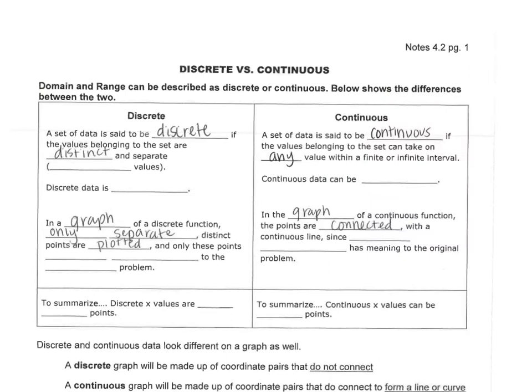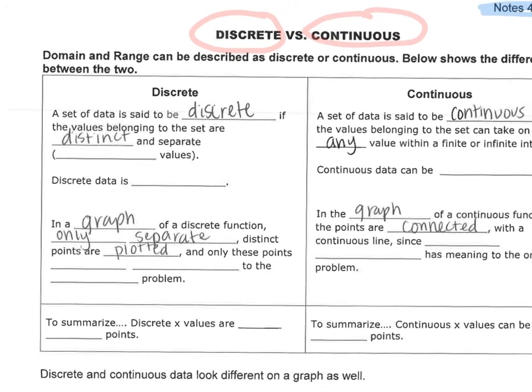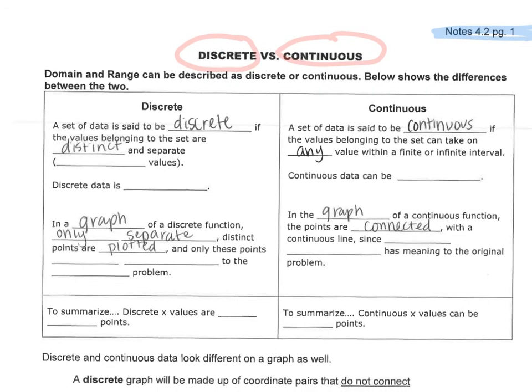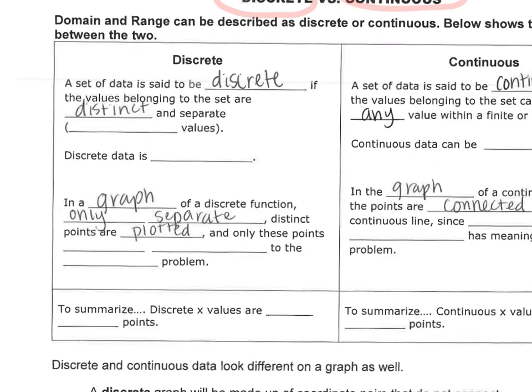So, hey, ladies and gentlemen, we're taking a look at notes 4.2. And today we're going to discuss discrete versus continuous. By the time you finish this lesson, you should be able to talk about the domain and range that can be described by a discrete or continuous function. And let's start by looking at what is a discrete function.